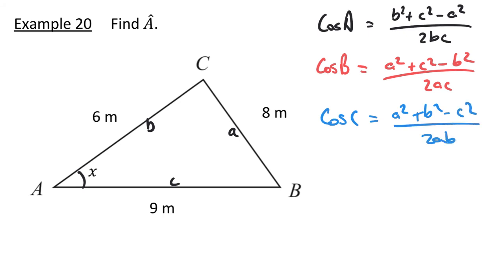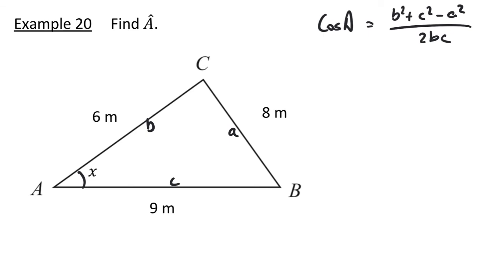So it's the same pattern every time, where you've got the cos of A, and then we've got A squared that we're taking away, cos of B, and we're taking away B squared, and cos of C, and we're taking away C squared, and then it's always the same pattern. So it's the other two sides squared and added together over twice their product. But in this case we're trying to find A, so we'll use the first one.